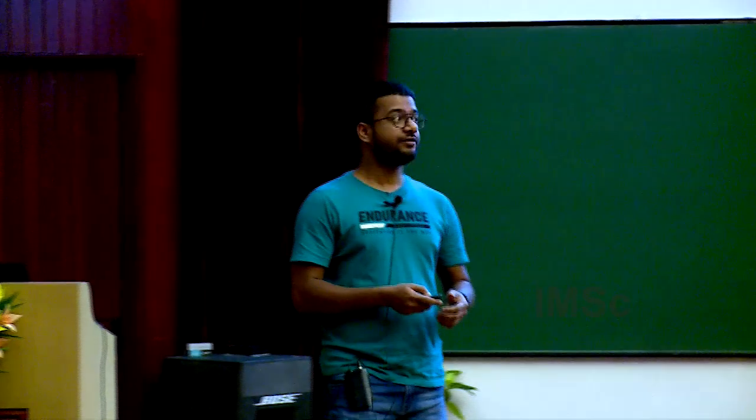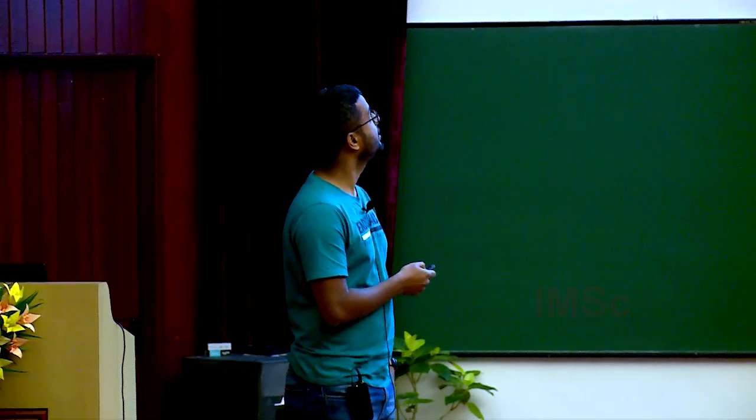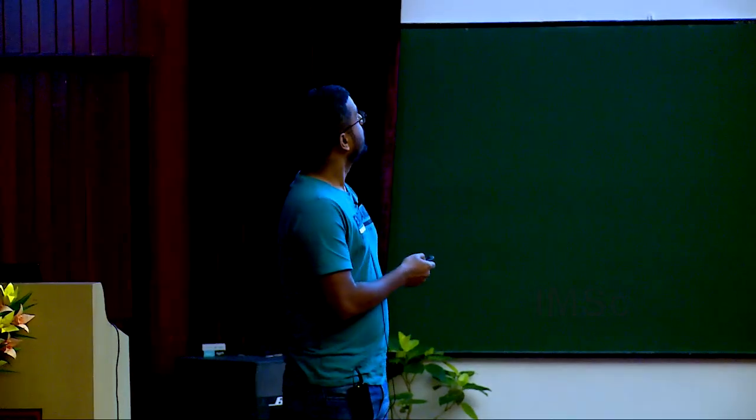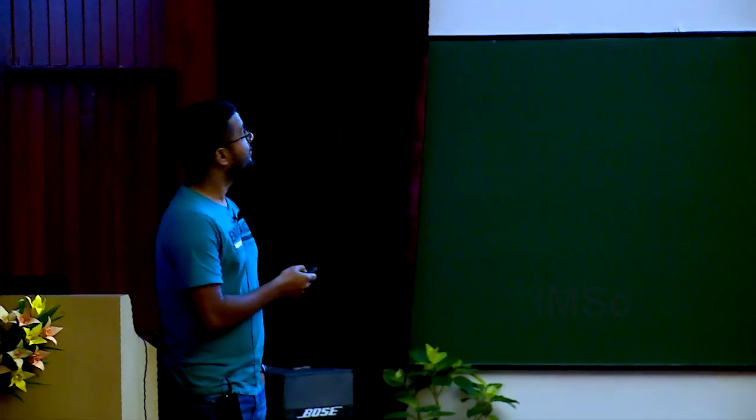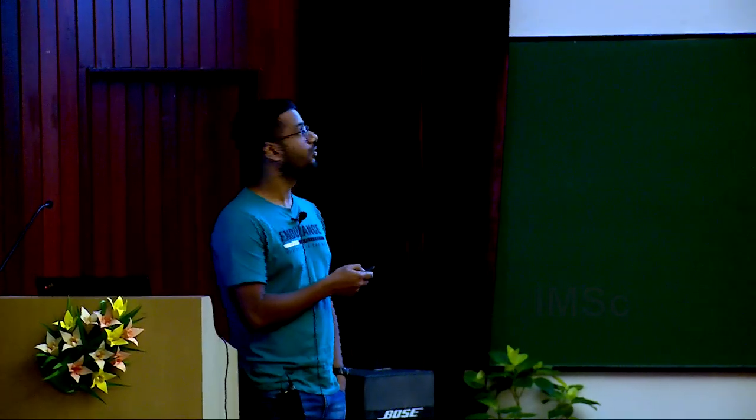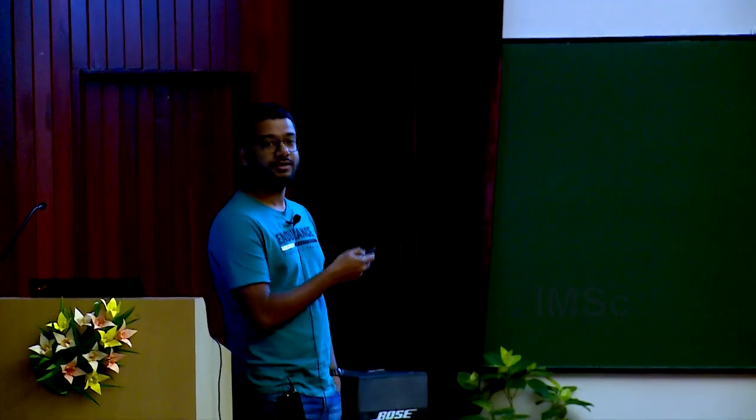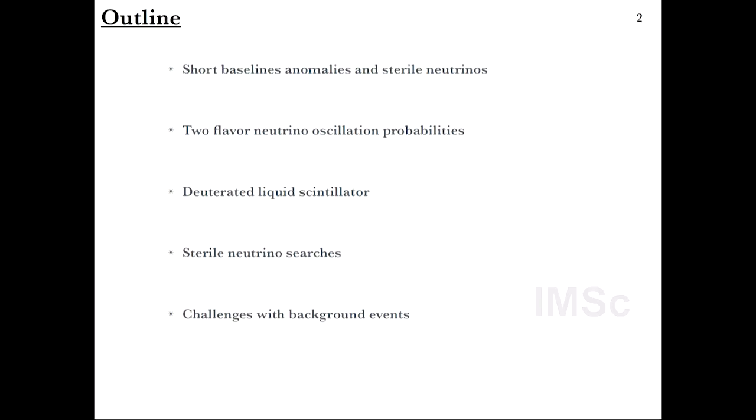Hello everyone, the topic of this talk is sterile neutrino searches with a deuterated liquid scintillator. This is the outline of my talk. I'll start by very briefly telling you what the short baseline anomalies are and why they hint towards the existence of sterile neutrinos. Then I'll talk about two-flavor neutrino oscillation probabilities. After that, I'll talk about deuterated liquid scintillator and what kind of sterile neutrino sensitivities are possible with them. And finally, I'll conclude with the challenges we're facing in estimating the background events.